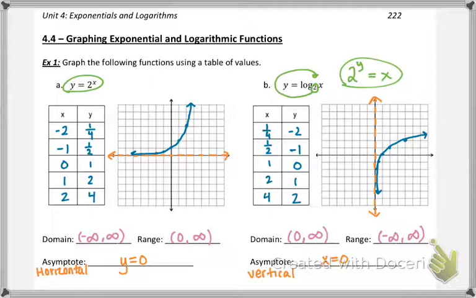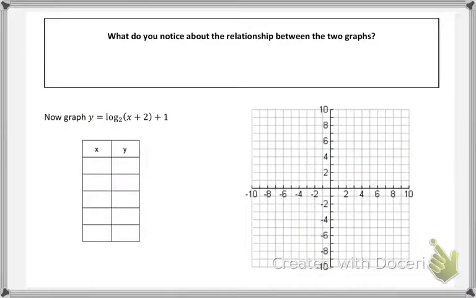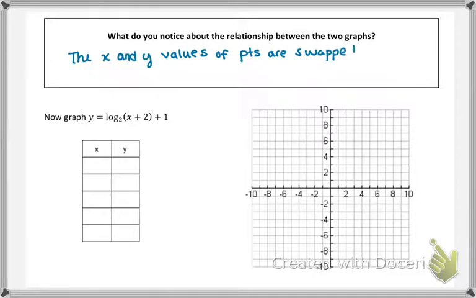So logs are very easy. All it is is inverses of exponentials. So we have the exponential graph and table, and we just swap it. That's all. And so what do we notice about the relationship between the two graphs? Notice that the x and y values of the points are swapped, because they are inverses of each other.